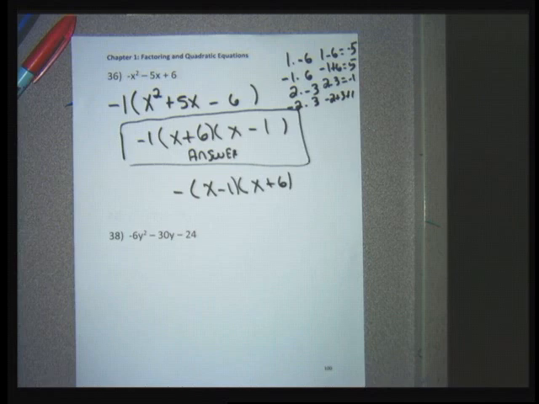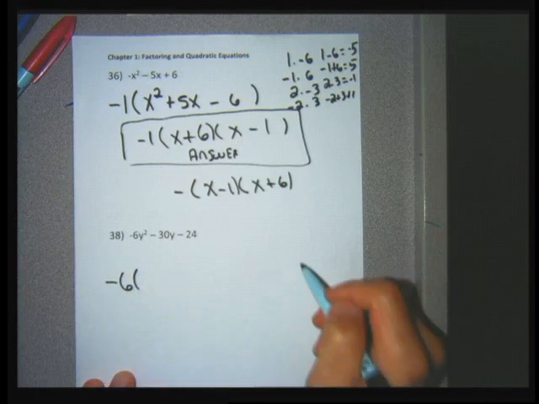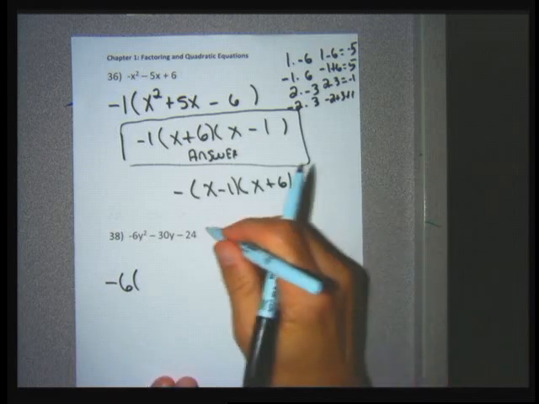38, there's a common factor and there's a negative I need to factor out. I'm going to factor out a negative 6. I can do what's inside the parentheses without showing this extra work, but I can show the extra work.